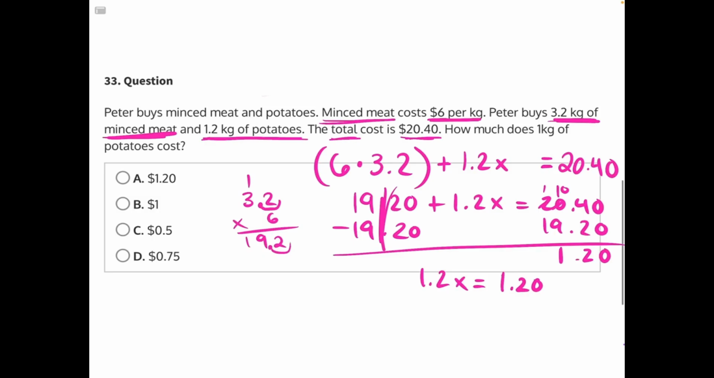Now the final step is opposite operations. Again, we're multiplying 1.2 by x, so we can divide both sides by 1.2. Any number divided by itself is always 1, so 1.2 divided by 1.2 is 1, making B our correct answer. It is $1 for every kilogram of potatoes.